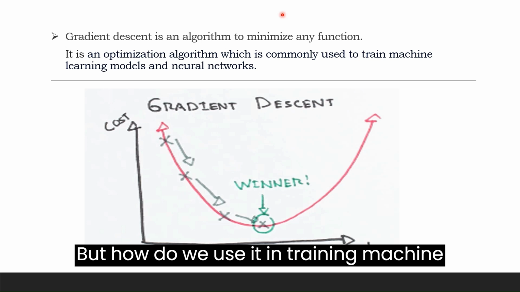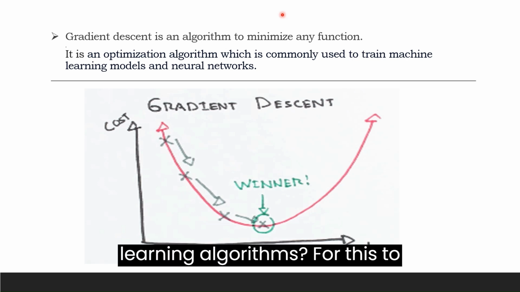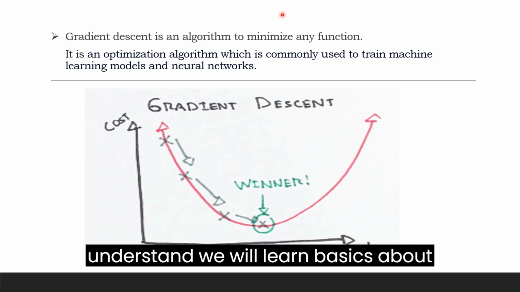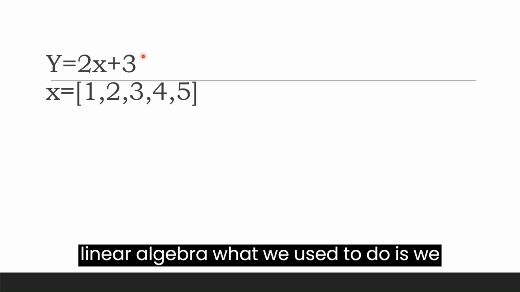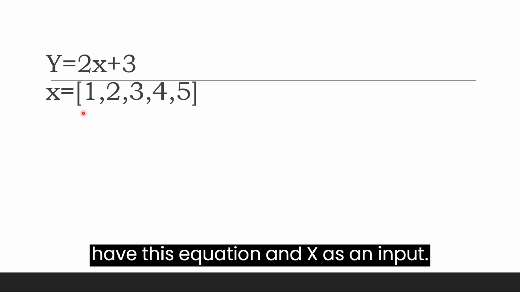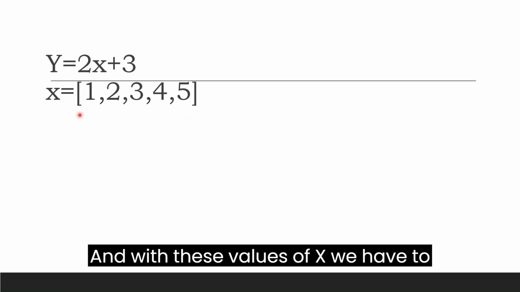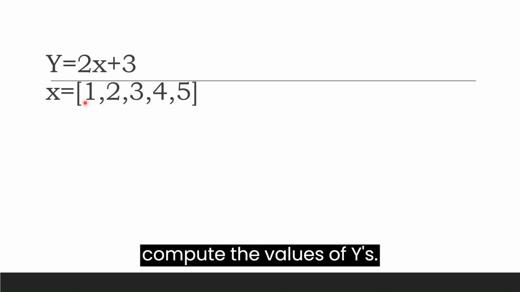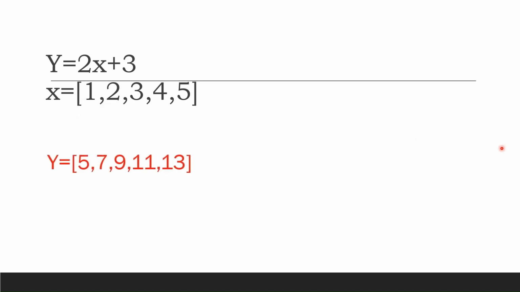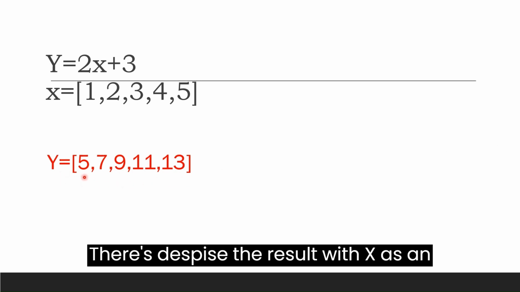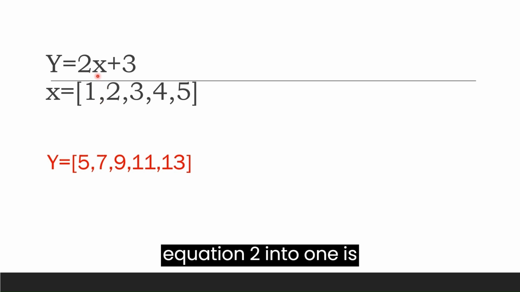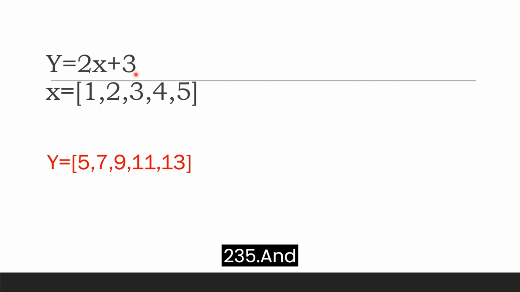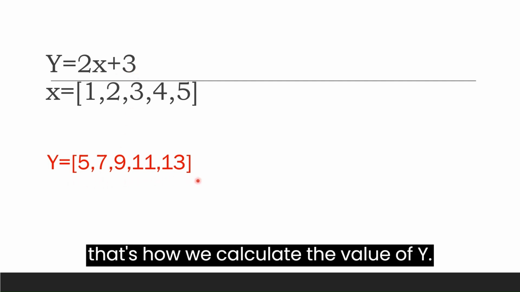But how do we use it in training machine learning algorithms? To understand this, we will learn the basics of linear regression first. In linear algebra, what we used to do is we have this equation and x as an input, and with these values of x, we have to compute the values of y. This y is the result with x as an input. How does this 5 come? We take one input in this equation: 2 into 1 is 2, plus 3, is 5. And that's how we calculate the value of y.